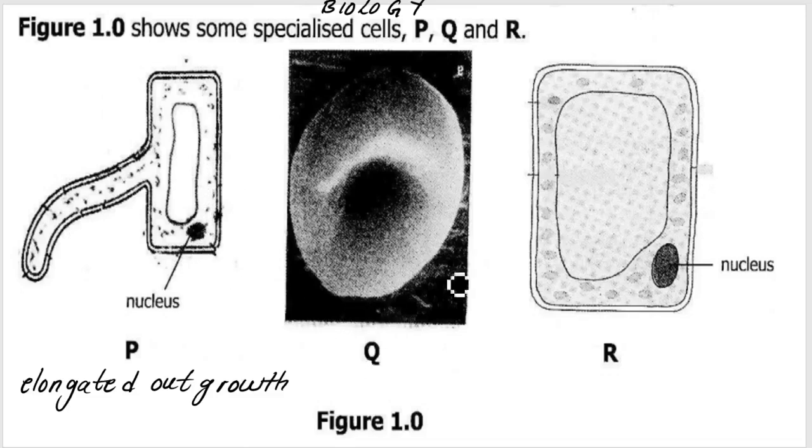Okay, coming to cell Q, what made us recognize that this is a red blood cell? It has a biconcave shape. So it has a biconcave shape, or apart from the word biconcave, you can say disc-like shape.